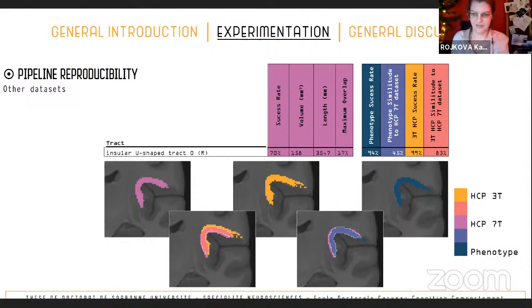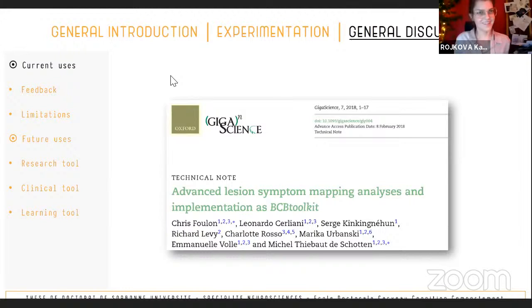Now the general discussion is taking me longer than I thought. I'm sorry. I divided this part in two sections. The current uses of our atlas, because we're lucky it has been published, it's implemented in the software. I'm saying it a lot because it's great and the software is great. It's the BCB toolkit. Download it, use it, it's wonderful.